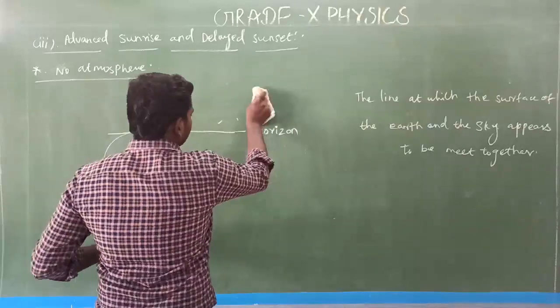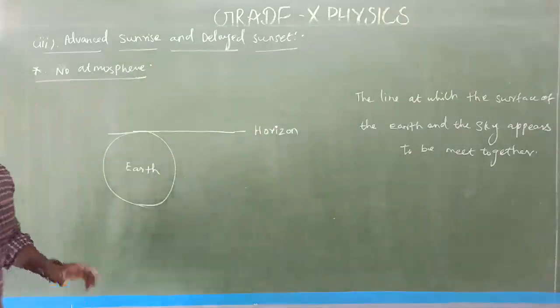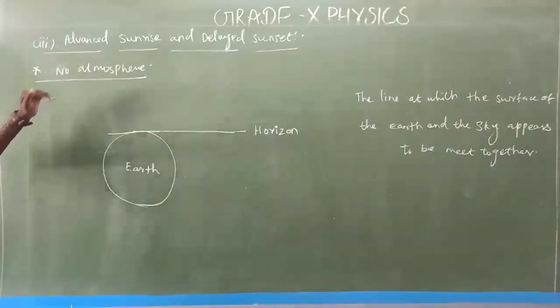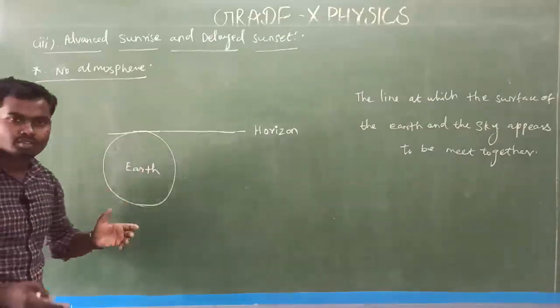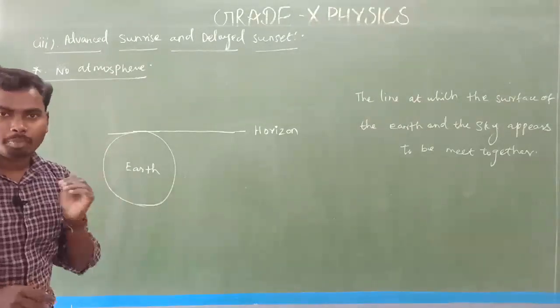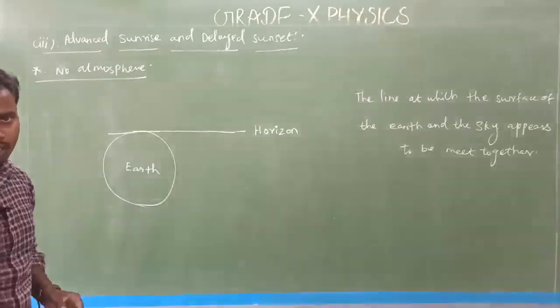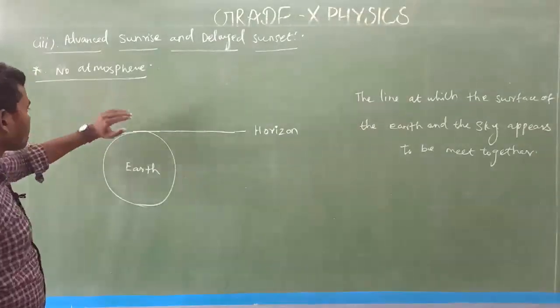Okay, first condition, what is that? First condition: no atmosphere. On the Earth's surface there is no atmosphere. Practically that is not possible, you just imagine. Okay, what I am going to teach now: so no atmosphere is here.